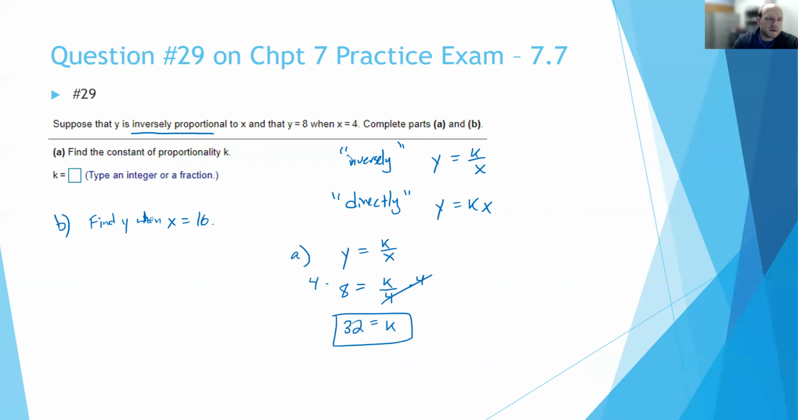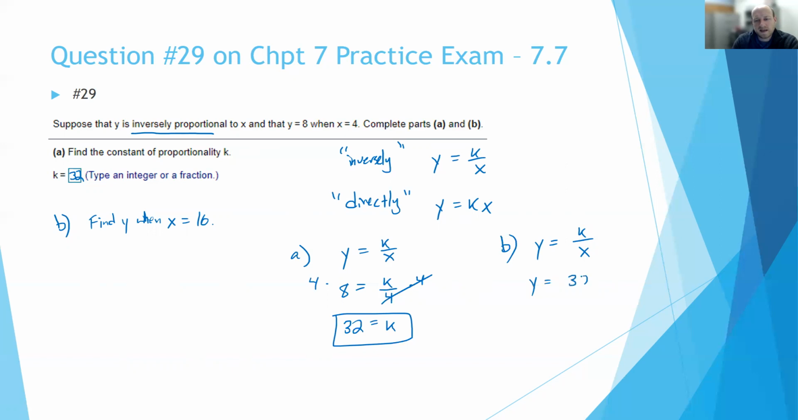So your answer for part A is going to be 32. Now I need to find y when x equals 16. So for part B, I'm going to go back to the same formula or function, y equals k over x, and I'm going to substitute. But now I know k and I'm trying to find y.